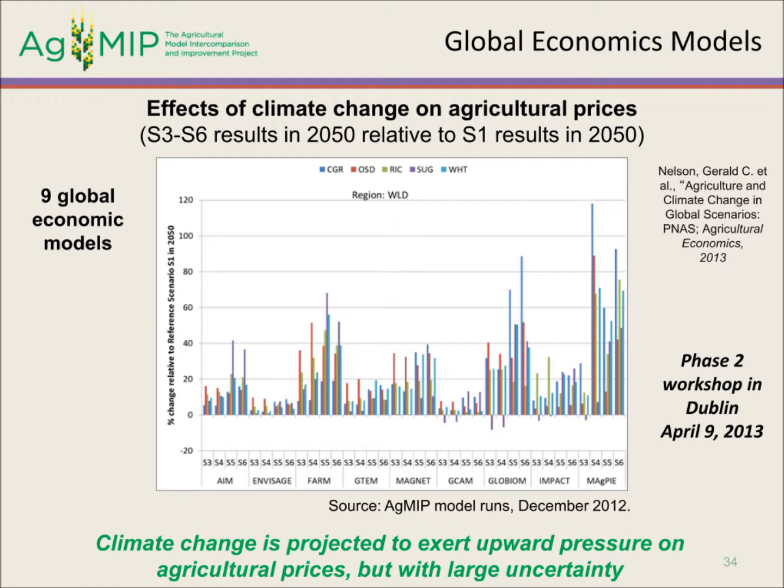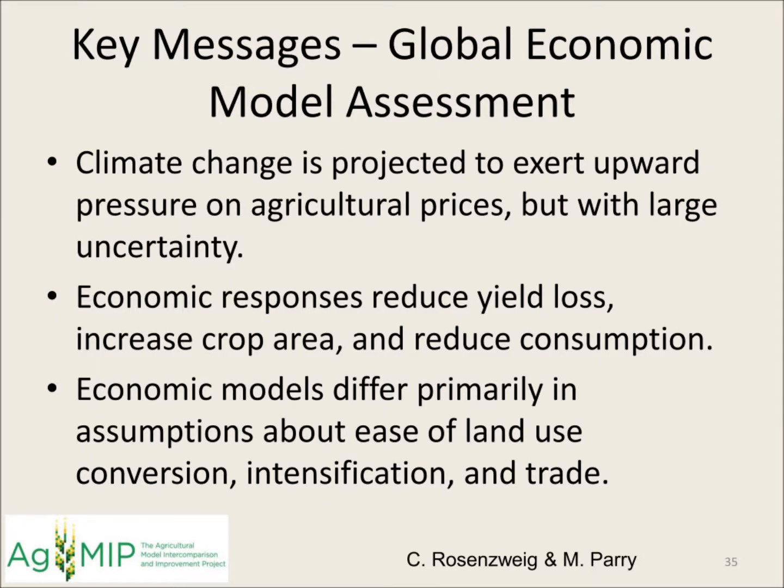And you can see that there's a lot of variability in what the different models predicted under the different scenarios that they produced. But in general, they all predicted that climate change would exert upward pressure on agricultural prices. It's just that there's a lot of uncertainty, but we didn't know what that uncertainty was before this study.